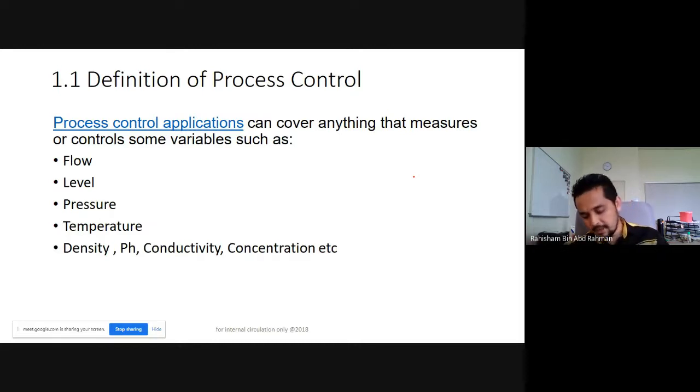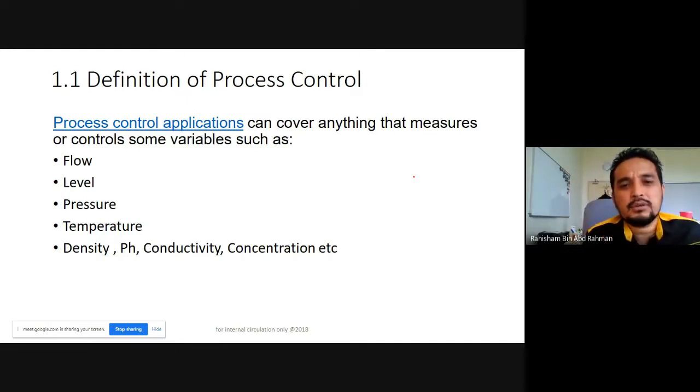Of course, as engineers, we are not looking at this kind of thing. We are particularly looking at industries that are closely related to our degree level, which is electrical and electronic.